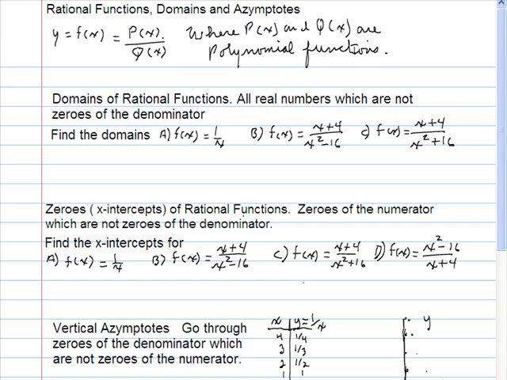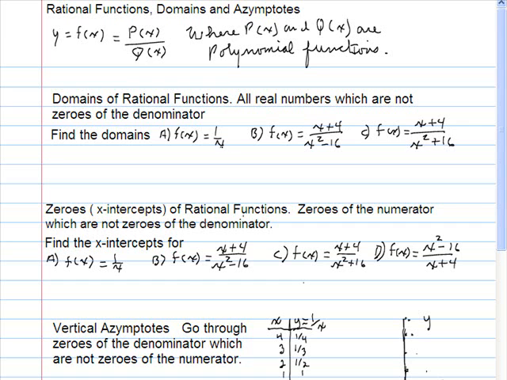Now let's talk about domains. You've got a quotient here, so clearly x's that make q of x equals 0 are going to be thrown out of the domain. So let's take a look at them. It says domains of rational functions. The domain of a rational function is all real numbers which are not zeros of the denominator. So we're going to take all real numbers in. In other words, we're not going to consider square roots of negatives, because if there was a square root in p of x or q of x, it wouldn't be a polynomial, because a square root is a half power. Polynomials have to have integer powers.